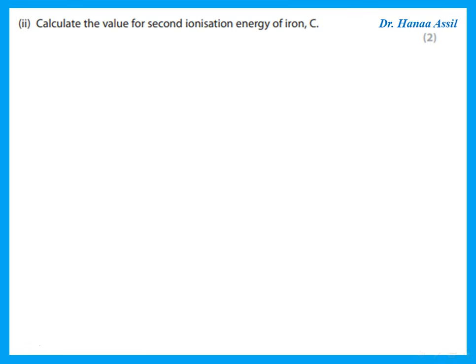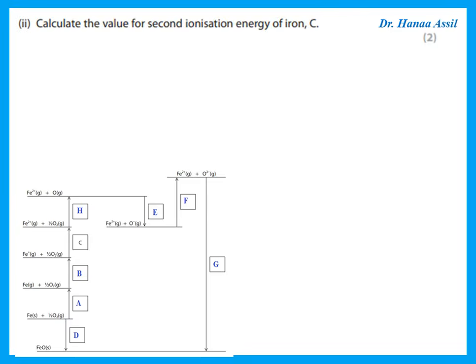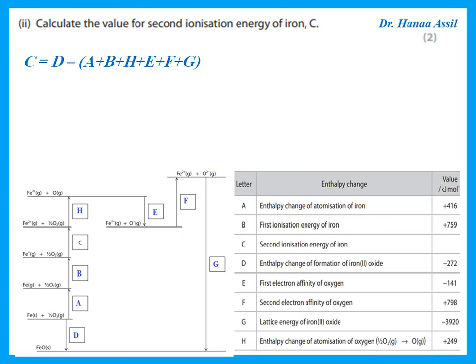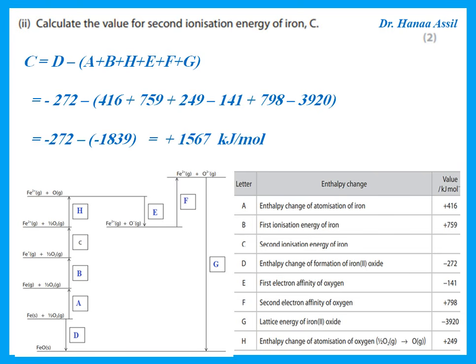Now calculate the value for C. C was the second ionization energy of iron. So looking at all the arrows, please pay attention to the direction of the arrows. You will find that C is D minus the addition of all the rest. So we're just putting in the numbers that he gives me in the table. Please be careful with the sign. So overall, C comes out to be a positive value.